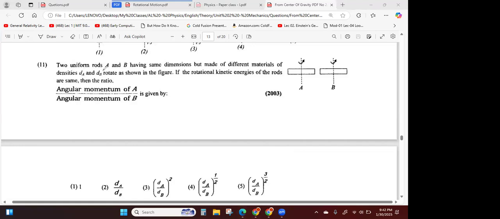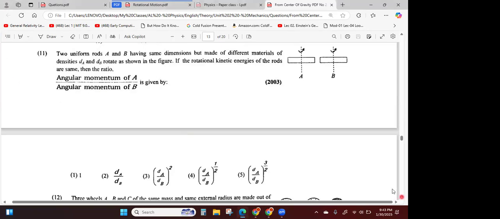Two uniform rods A and B have the same dimensions. That means the same length, width, thickness, etc., but they are made of different materials of densities dA and dB. So they have different densities. The rotational kinetic energies of the rods are the same. Then the ratio of the angular momentum of A to the angular momentum of B is given by... Okay, try to get the answer for this.